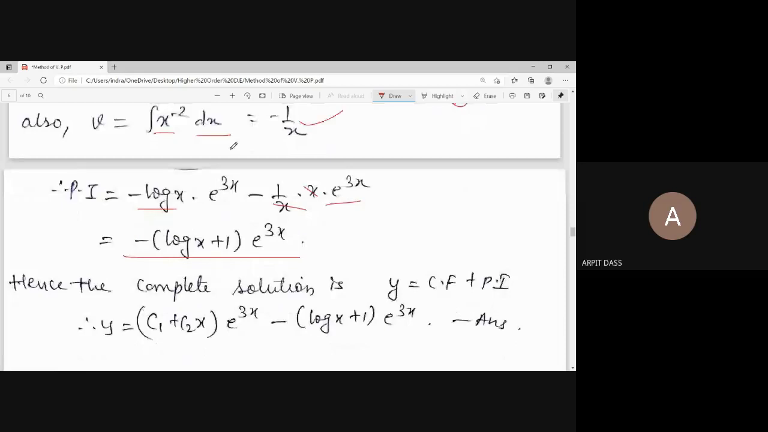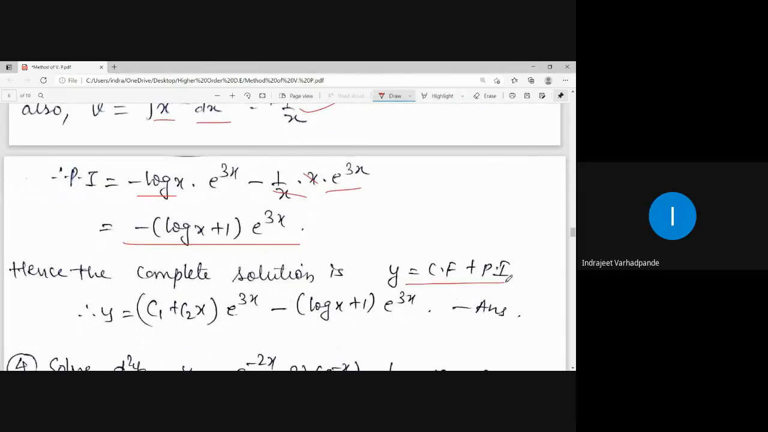So the complete general solution is y is equal to CF plus PI. (C1 plus C2 x) into e to the power 3x minus (log x plus 1) into e to the power 3x. Completed up to this? Yes, sir. This is our final answer.